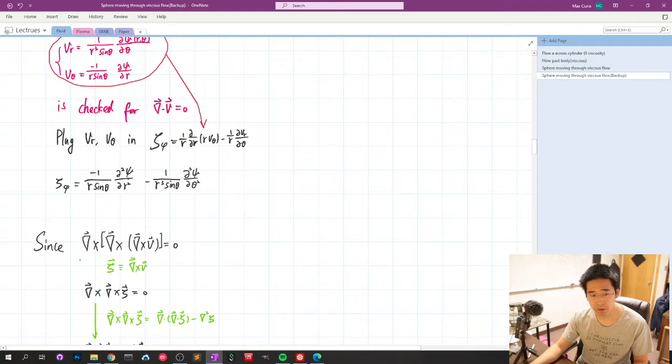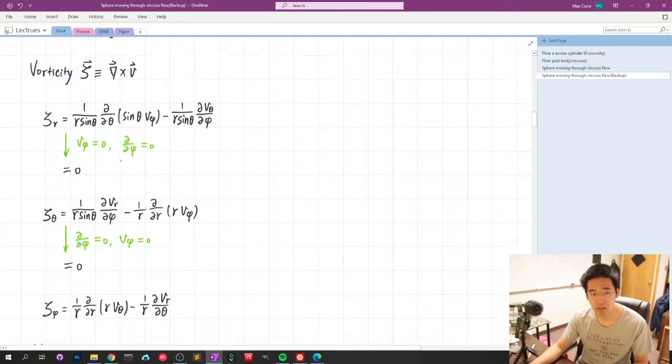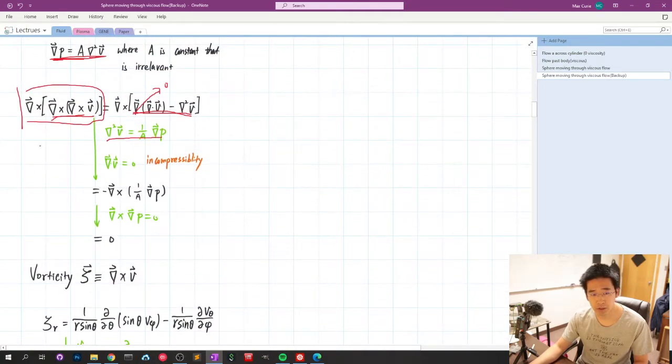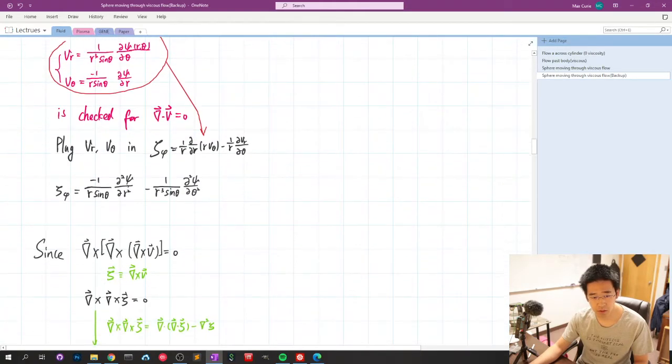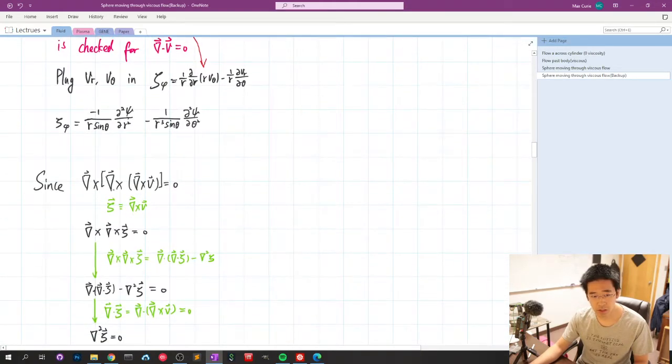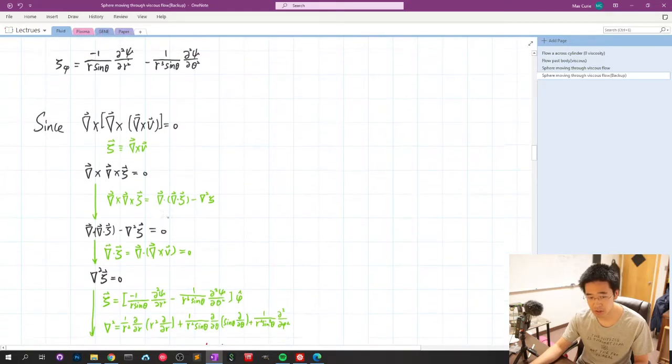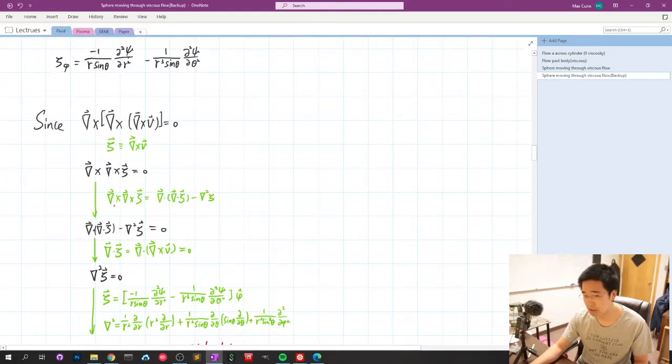And remember, we just derived from here, the curl of v is 0. Then we know that curl of v is the vorticity. So we have this expression, curl of vorticity is 0. And using this vector identity, we have this.